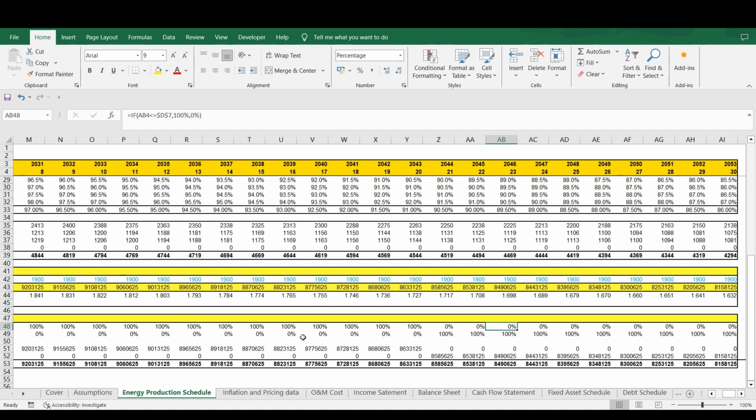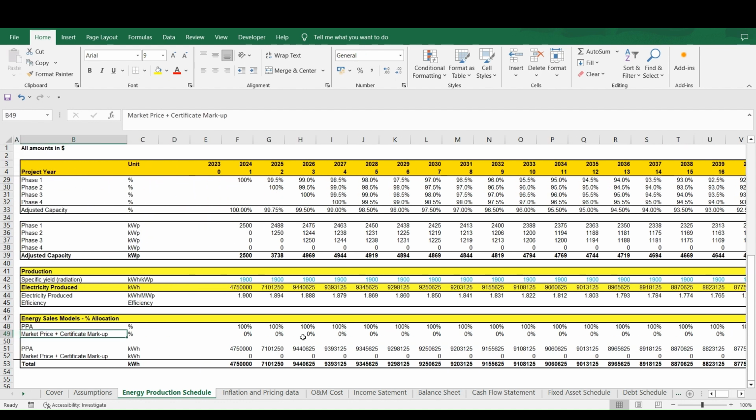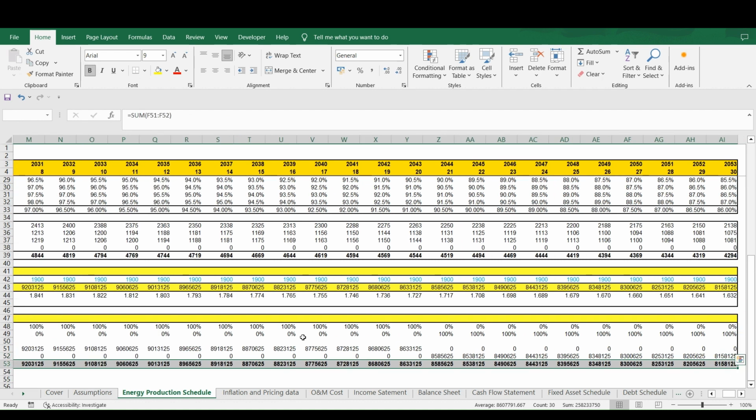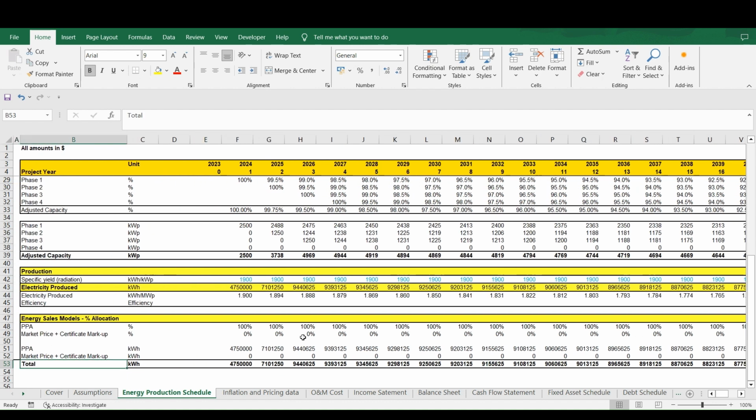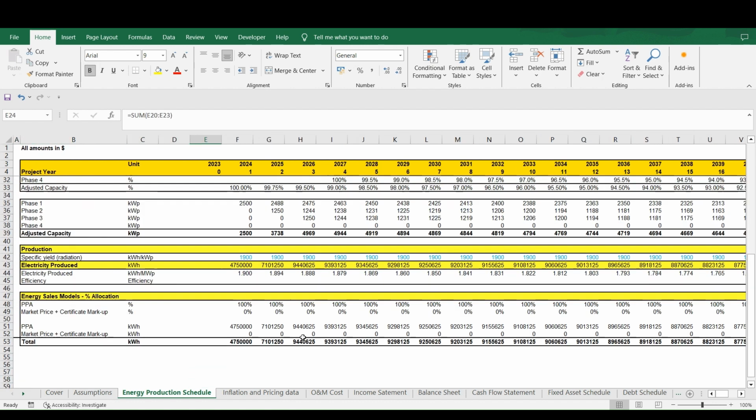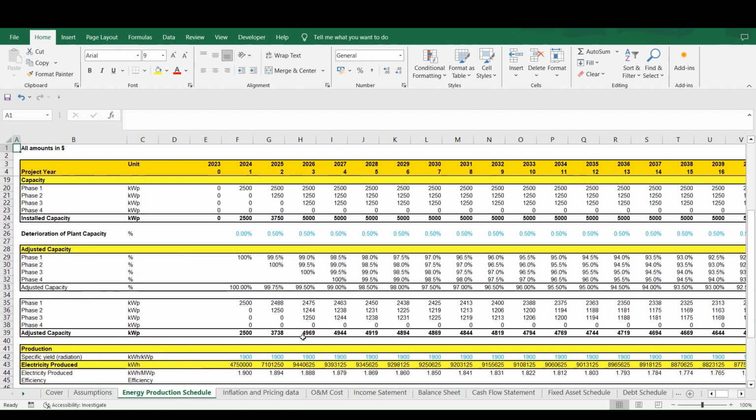So we have assumed until year 20, that is 2043, 100% power purchase agreement, and then next year we are selling it at market price. And this is the combination of power purchase agreement and market price. Hence we get our kilowatt hour of energy produced.